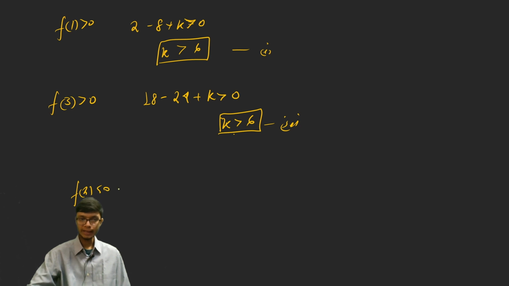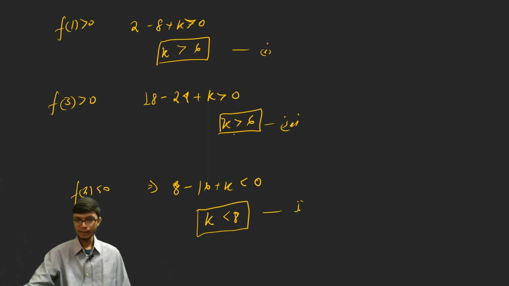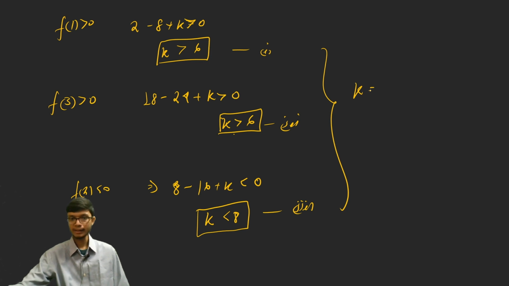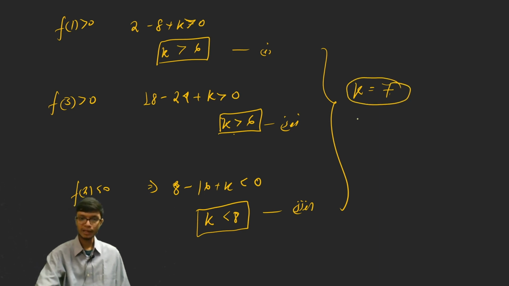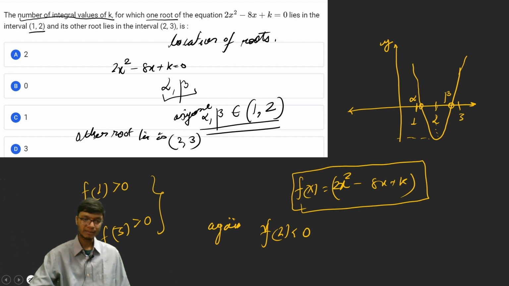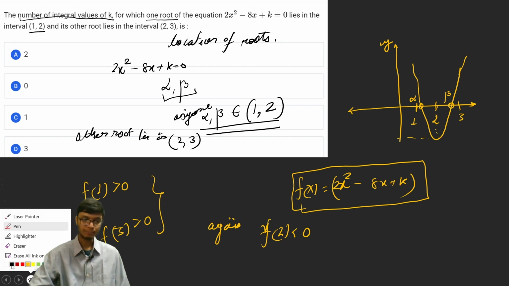f of 2 negative. So from here if you solve this, this is 2 into 4, that is 8 minus 16 plus k less than 0. So that is k will be less than 8. So k is less than 8, and this is the third condition. So from these three conditions, we will find that the integral value of k will be equal to 7, and the number of integral values of k is 1. So with this, the right answer to this problem is option number C.